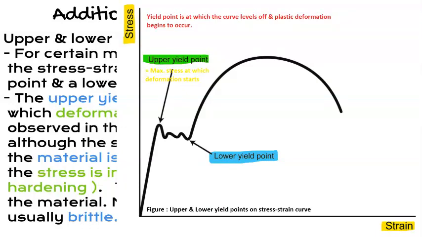Again, this figure shows the upper and lower yield points on the stress-strain curve. Yield point is where the curve levels off and plastic deformation begins to occur. The upper yield point shows the maximum stress at which the deformation starts.